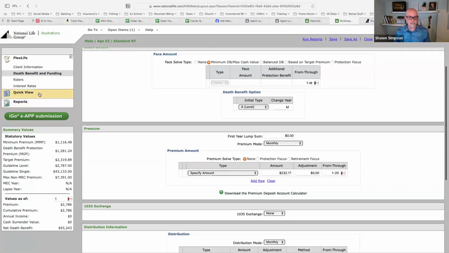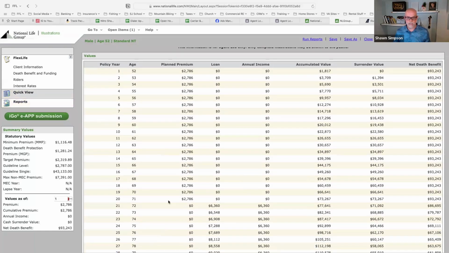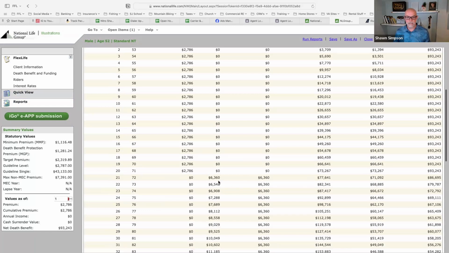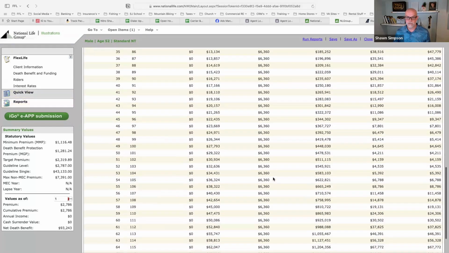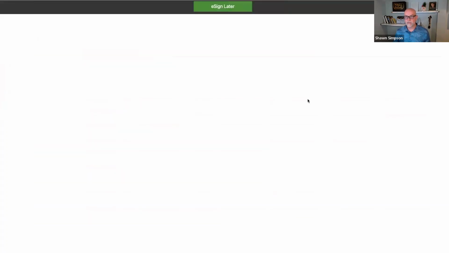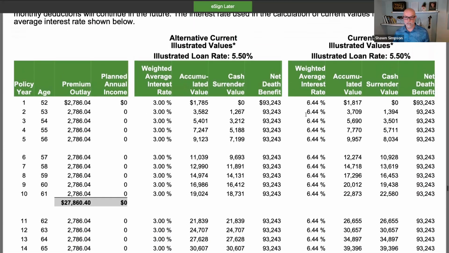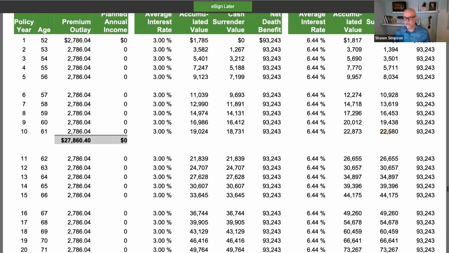A quick way to look at this without all of the jargon on the illustration, you can hit this quick view button over here, and it'll show you they're going to pay in for 20 years, right? Until 71. After that, they're going to get a $6,360 check every year for the rest of their life. Okay. Now, if you run the illustration, you can see same amount coming out, nothing changes, right?